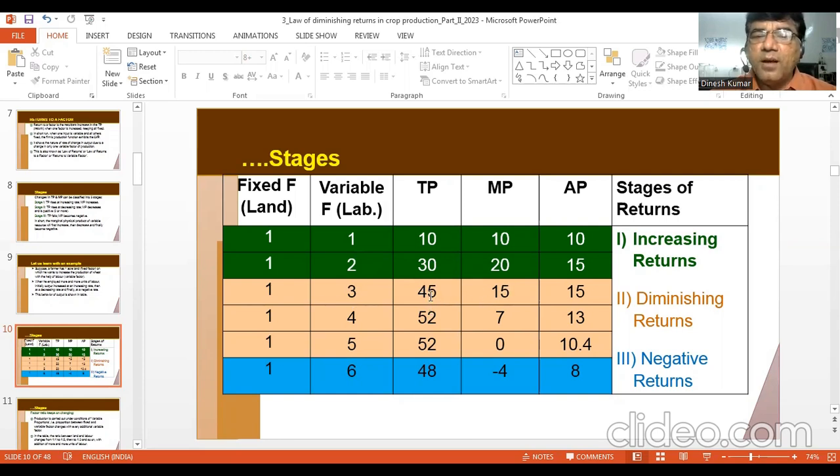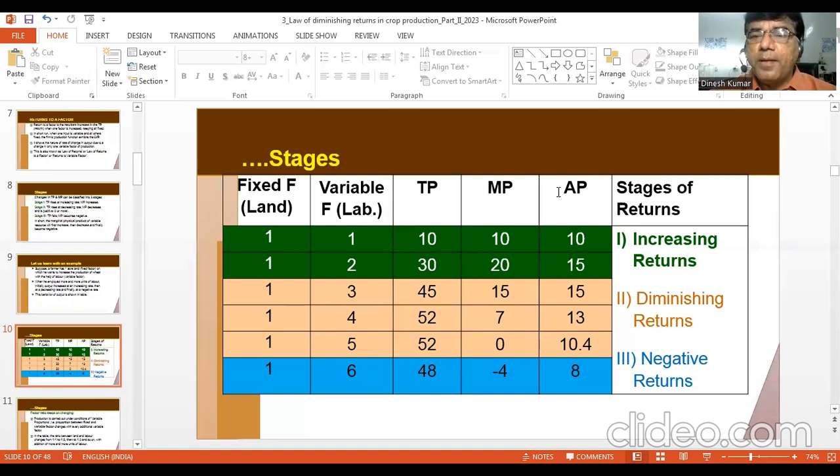Then similarly, unit 3 gives you total product 45 and 4 gives you 52. So 52 minus 45, 7 is the marginal product. Then next is your unit 5, 52 minus 52, your marginal product is 0. And then again, the total product declines. From 52, it has become 48. So 48 minus 52. Here it becomes minus 4.